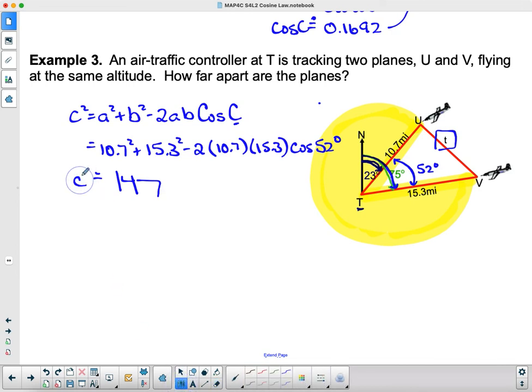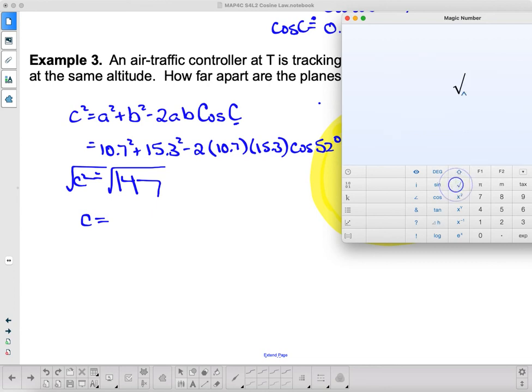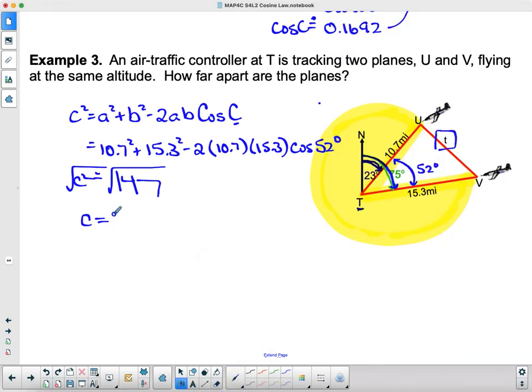But remember that that is c squared. And so to get our final answer, we're going to have to take the square root of both sides. So this is c on this side, and we have to do the square root of 147. So we'll pull this up again. The square root of our result is 12.1. This is in miles, so we should put miles on the end.